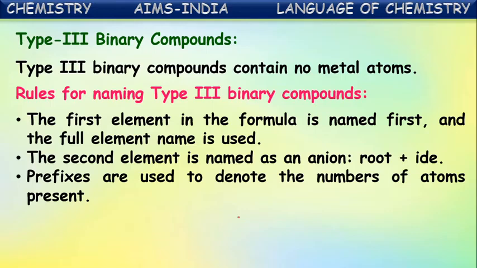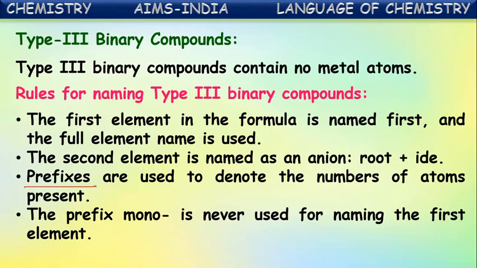Prefixes are used to denote the number of atoms present. Here, especially, we use prefixes. For each non-metal, we use a prefix which represents the number of atoms of that non-metal present in the molecule. The prefix mono is never used for naming the first element. Suppose there are two non-metals, and for the first non-metal only one atom exists, then we need not use mono here. For the remaining, we use different prefixes which represent the number of atoms of that non-metal in the molecule. Only for the single first atom, we don't use mono.